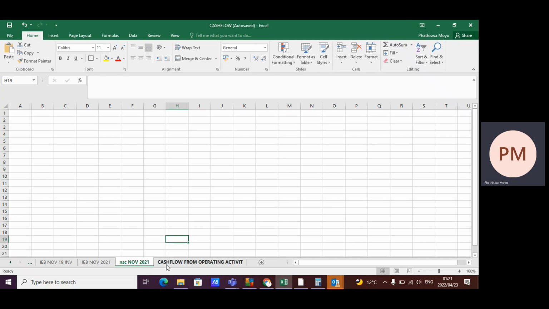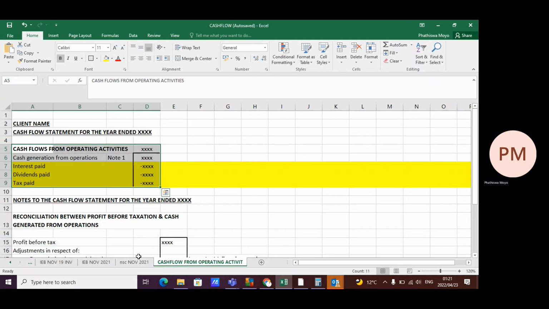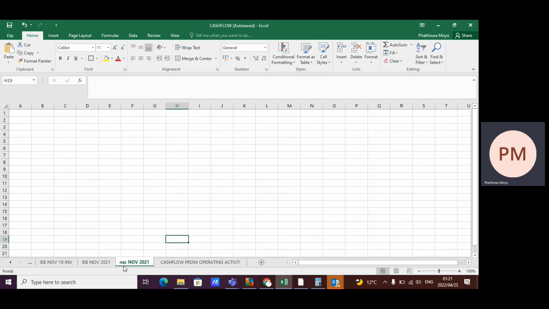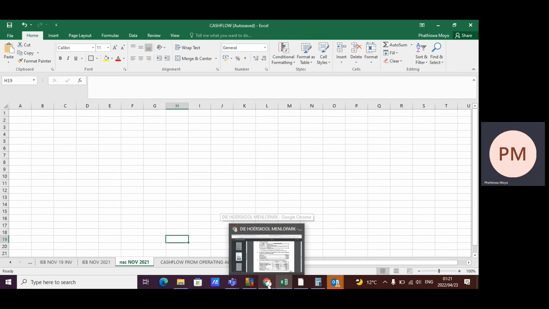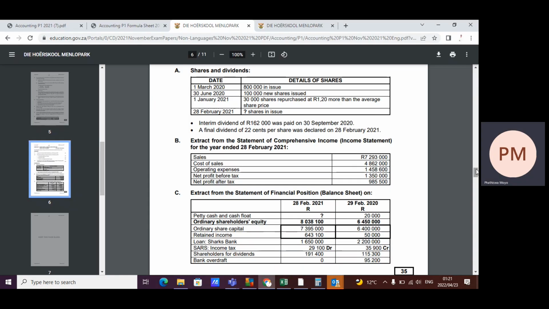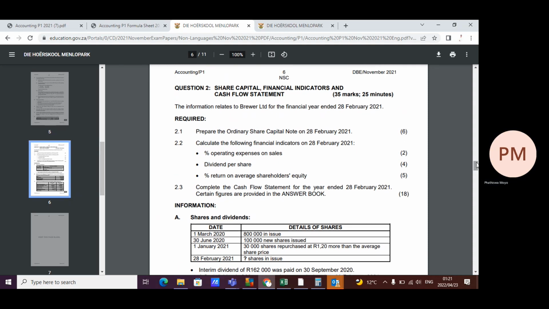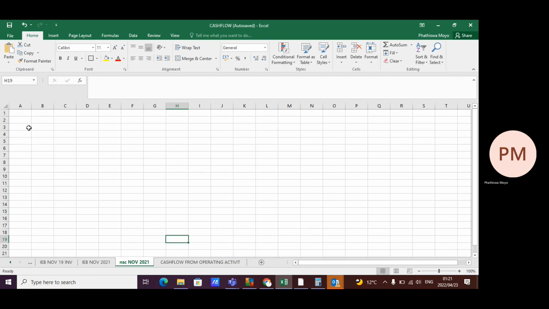So we're still continuing with cash flow from operating activities. We did IEB, we did the question on IEB 2021. Now I'd like us to look at the government question paper, the NSC question paper for November 2021. Your client name, which is very important, is Brewer Ltd.